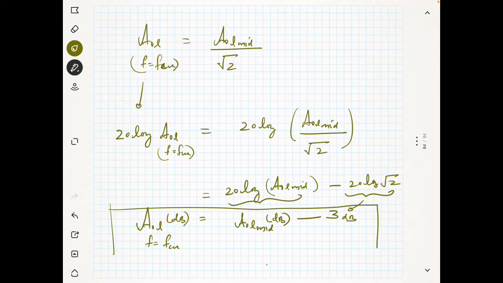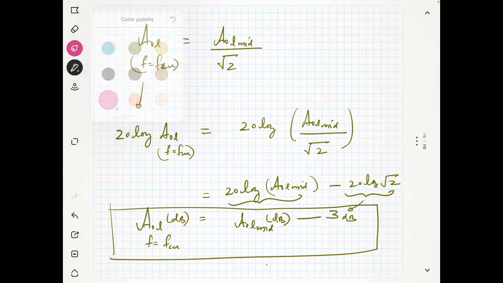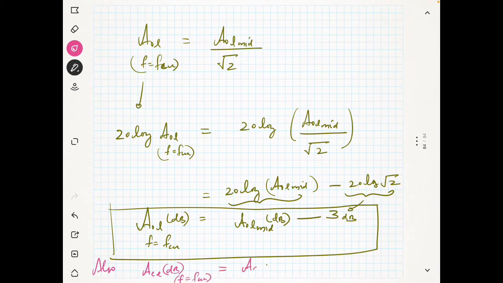Same for the closed loop gain also. The closed loop gain in dB at f equal to FCU is nothing but the closed loop gain in dB at mid range, minus 3 dB. So these are the formulas.